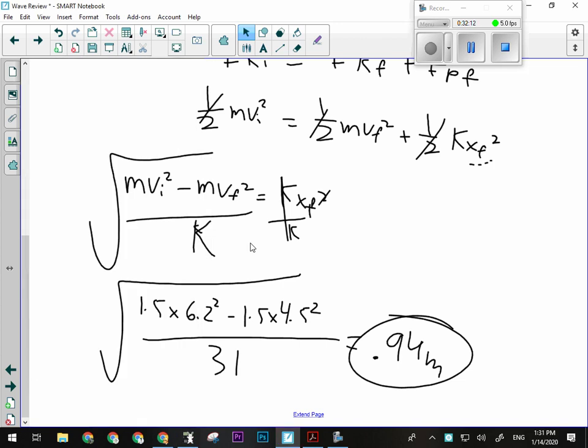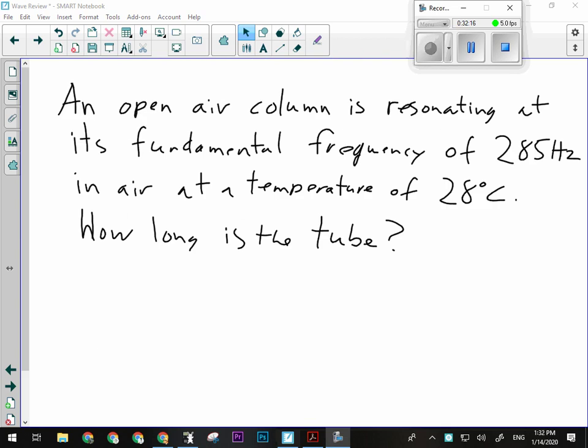Keep going, guys, on your review there. I'll answer more if more come up. You've got an air column question here, guys, you can try. We have an open air column resonating at its fundamental frequency of 285 hertz, in air at a temperature of 28 degrees Celsius. I want to know how long the tube is.